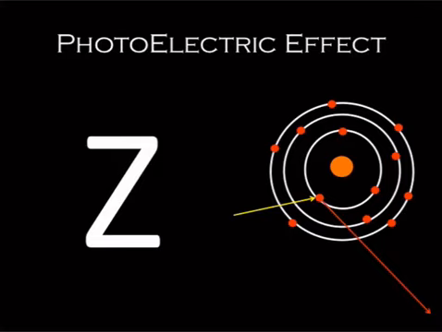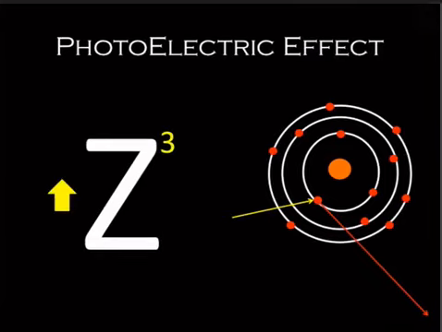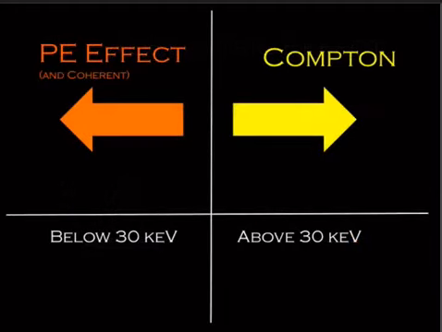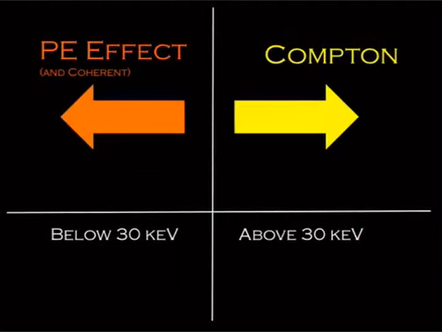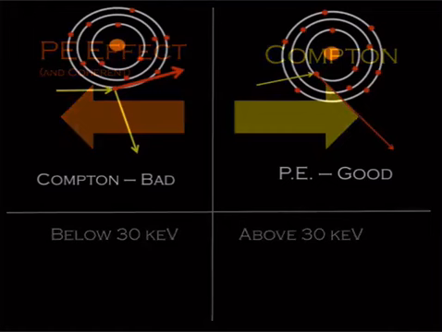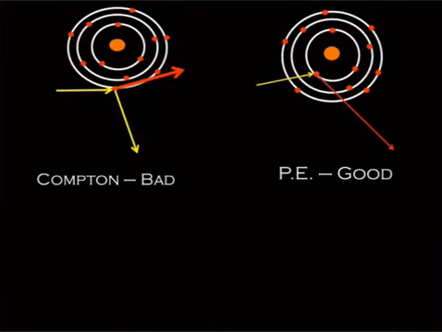And also, the probability of the photoelectric effect is directly proportional to the atomic number cubed. So this does matter, okay? And as we mentioned before, the photoelectric effect dominates at low energies, whereas Compton is a more high energy thing, so it's the opposite.